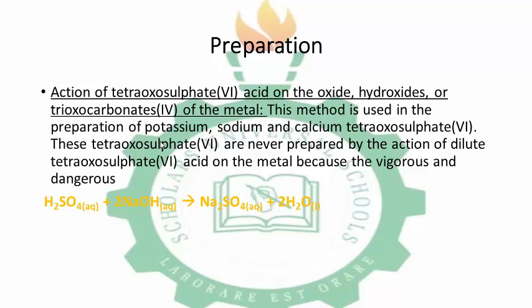And these tetraoxosulphate(VI) salts are not prepared by the action of dilute acid on the metal because the reaction is very vigorous and dangerous. And please take note of that also.